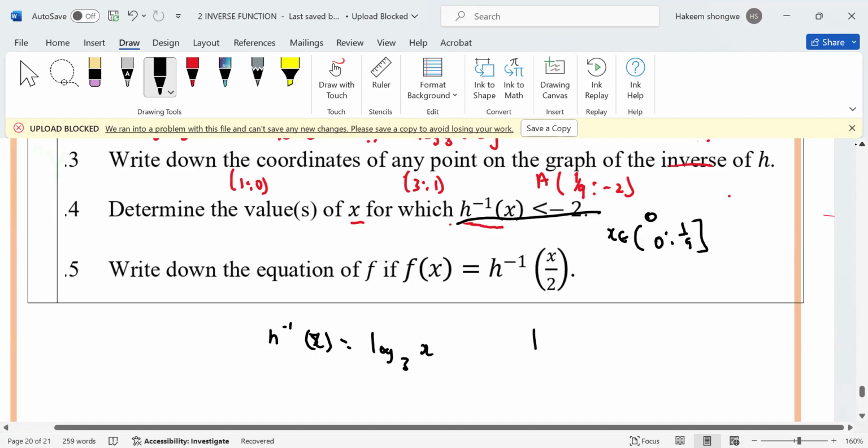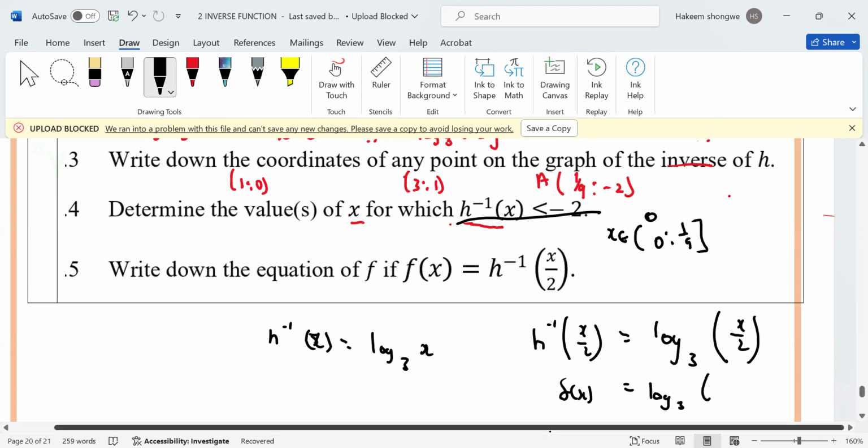So you're going to have h inverse of x all over 2, which is going to be equal to log base 3. Instead of x, what are you going to put now? x all over 2. And then this is going to be f of x. Then f of x is going to be given as log base 3 of x all over 2. Yeah, this is going to be the final answer.